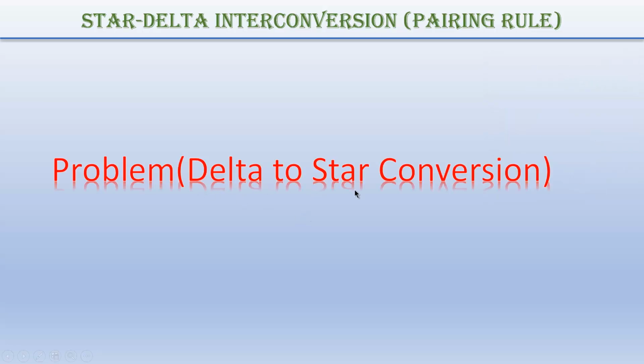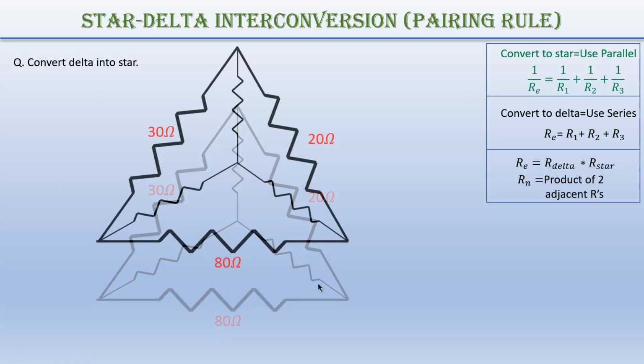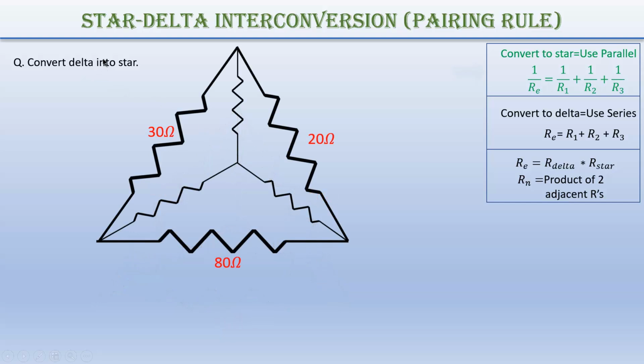So the first problem is from delta to star conversion. Suppose this is the question, we need to convert this delta connection into the corresponding star network. So the first thing you need to know is, since this is conversion from delta to star, we are going to use the resistance in parallel combinations. So let's find out first the value of X of this resistor. We can use this formula to write like this. Re can be replaced by the product of delta and star. The one resistor is X like this, and the corresponding delta resistor is 20 ohm.